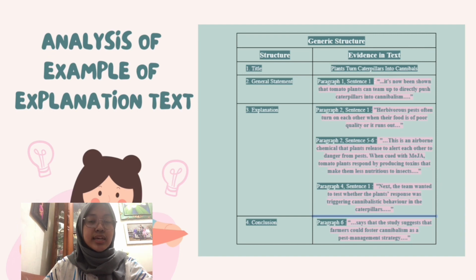The third structure is the explanation, the core of why this is happening. In this text, it revealed that some plants can turn caterpillars into cannibals by producing toxins as an act of defending themselves from getting eaten by the pest. And the last one is the conclusion. In this last structure, the text shows the suggestion of experts that in a certain and decent amount, cannibalism could be good for the farmer, the plants, and also the ecology as a pest control program.